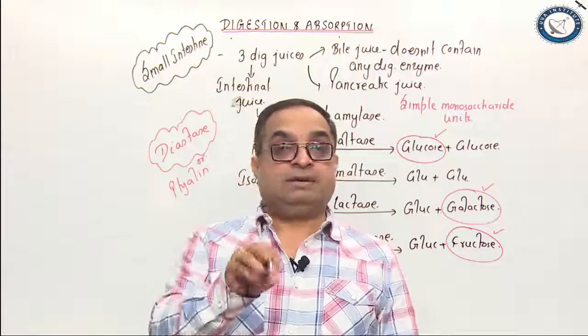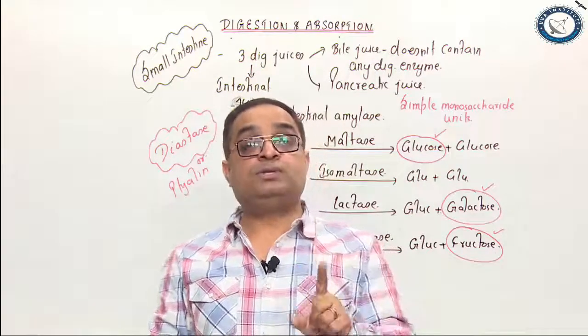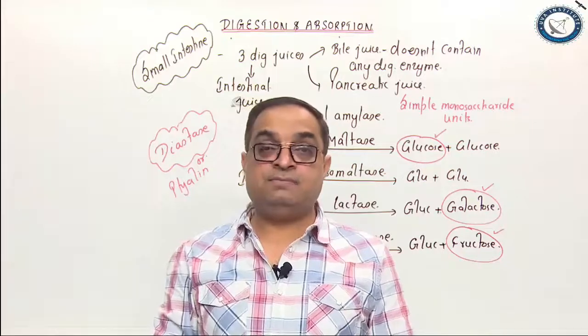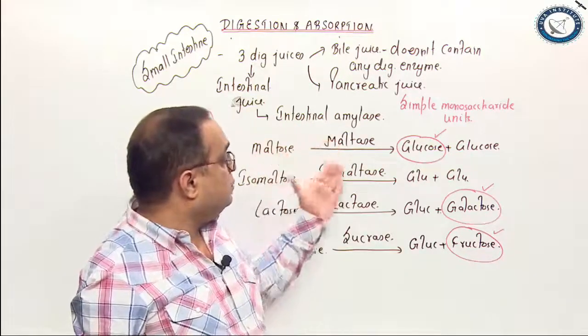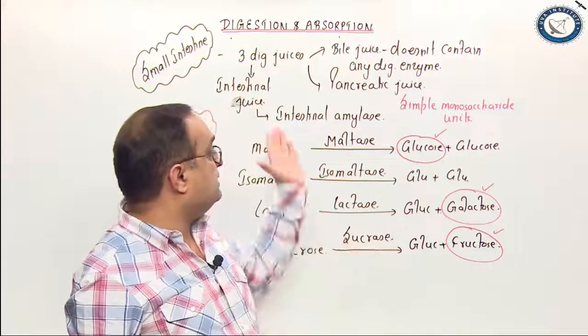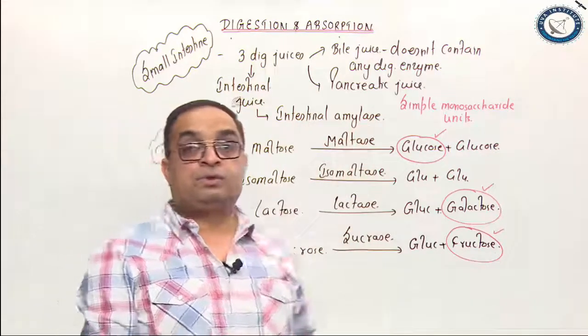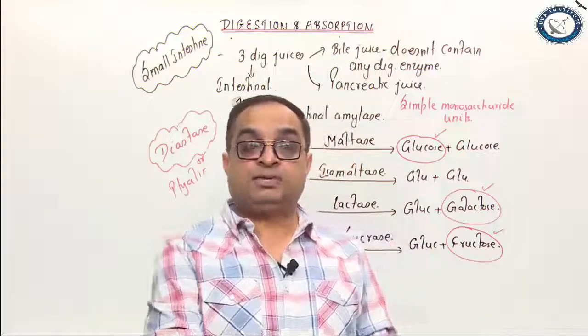Pancreatic juice has pancreatic amylase. Bile juice doesn't contain any digestive enzyme. Intestinal juice has these enzymes: maltase, isomaltase, lactase, sucrase, and intestinal amylase. So with that, we end this session. Thank you.